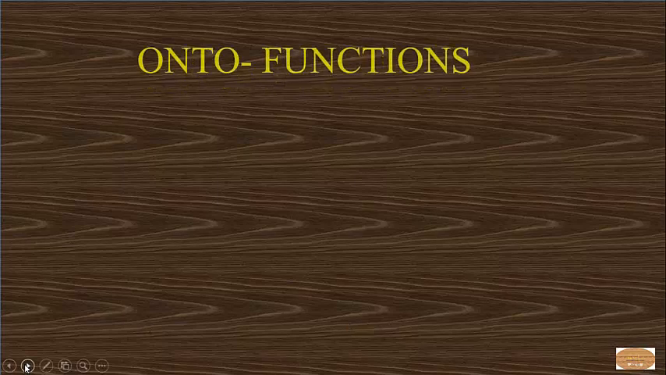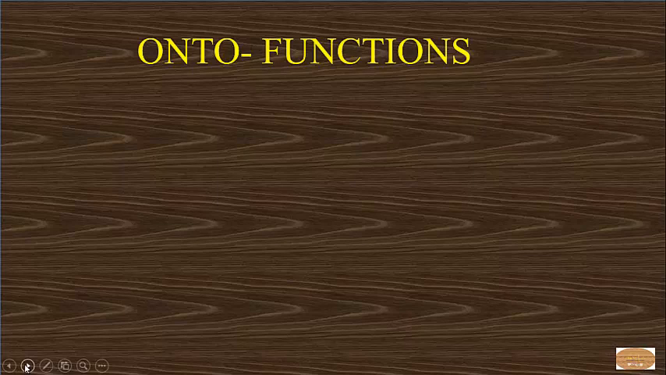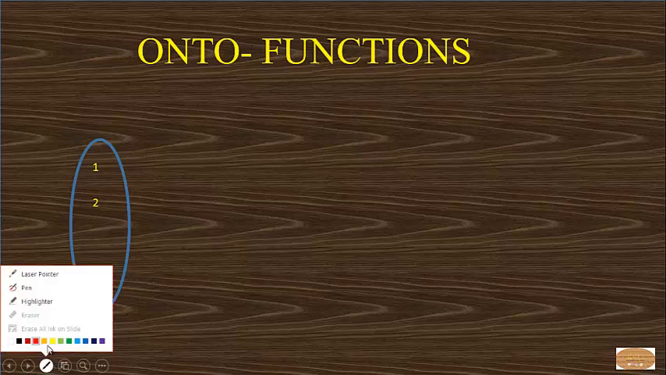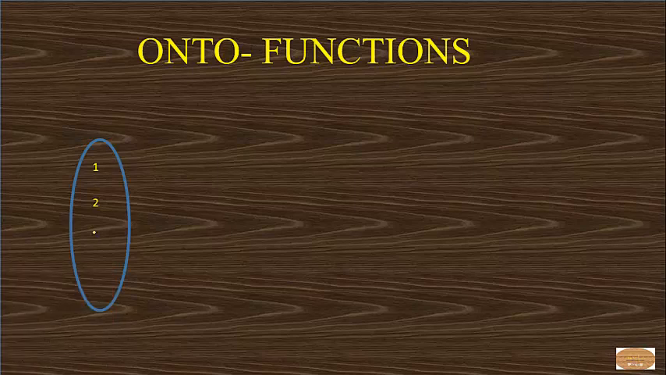Alright, so on to functions. Now when we say a function is onto, a function can be onto if the range is equal to the codomain. So let's show it. Okay, we have the domain. So let me have 3 here. Let's see, 4 here.